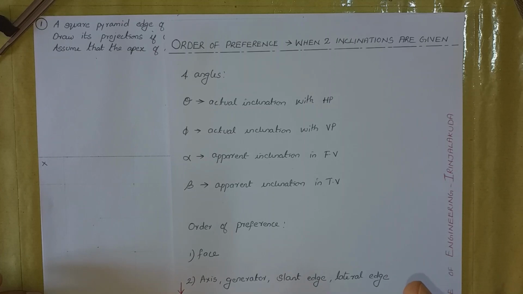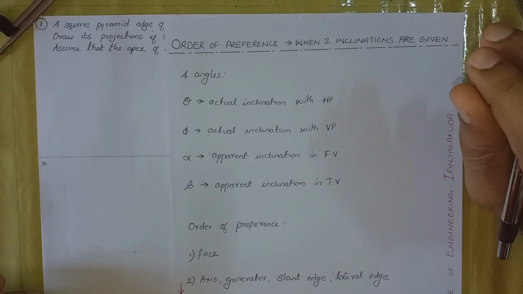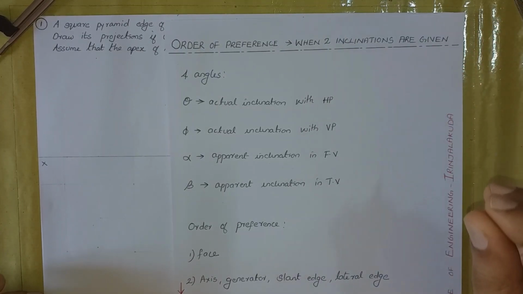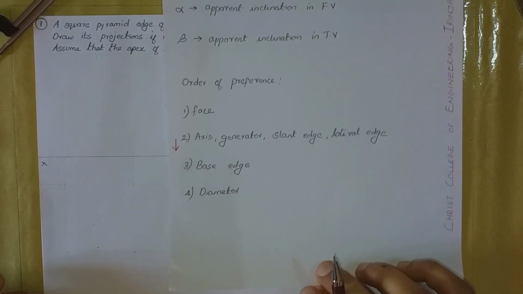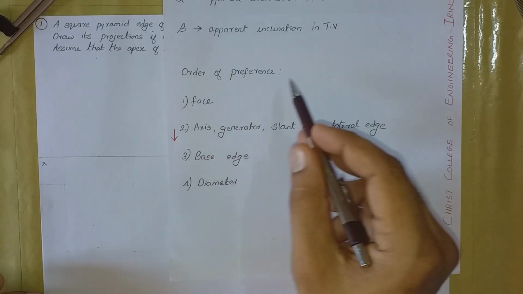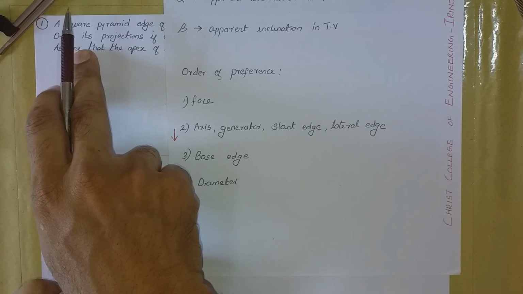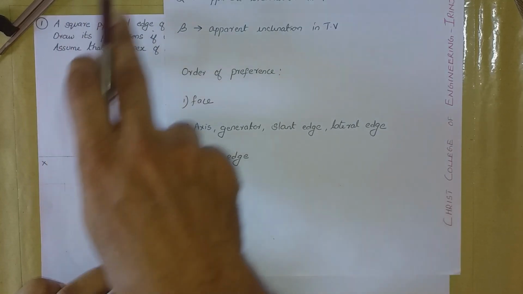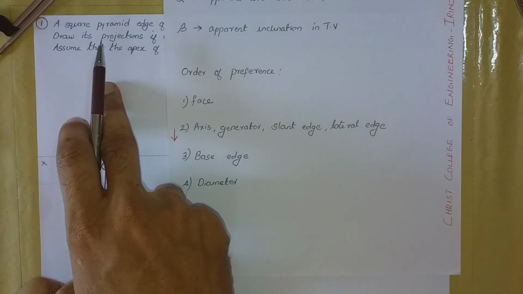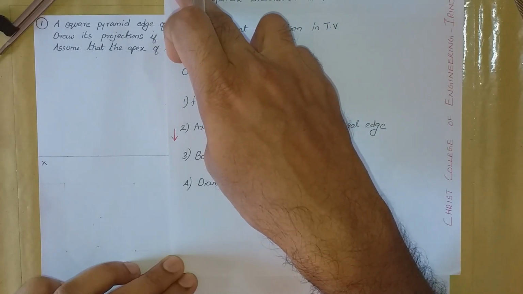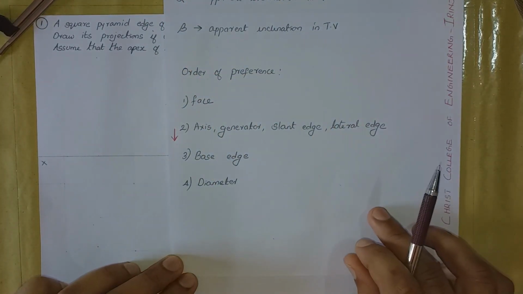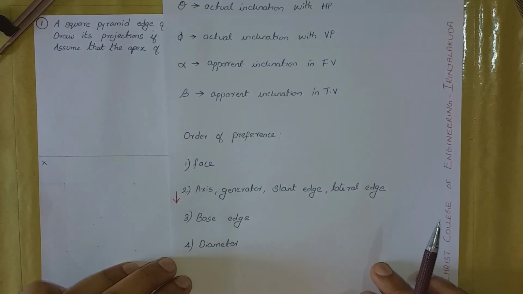We need to take two decisions. One decision is which inclination is to be applied first. So we'll be observing the order of preference. Okay, so in question number 1, the one inclination is mentioned with respect to the axis, and that is theta. Another inclination is for the base edge. It is mentioned with respect to VP, that is phi.